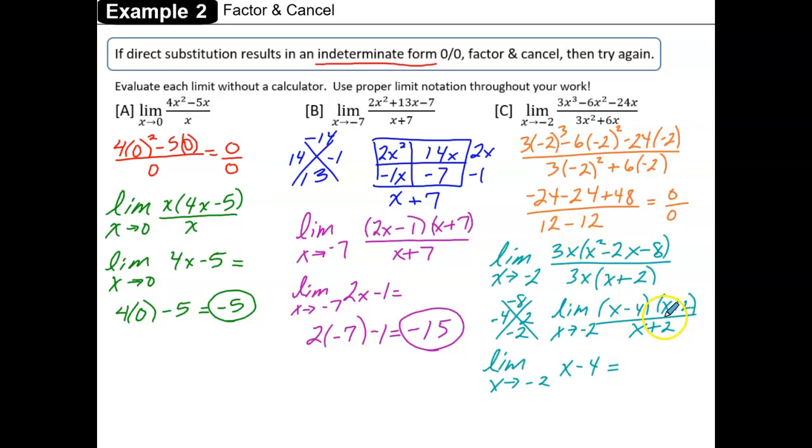There are two holes in the graph this time, one at 0 and one at -2. Our limit is approaching the hole at -2, and we'll find that by substituting -2 directly in for our x. And that y value it's approaching is -6.